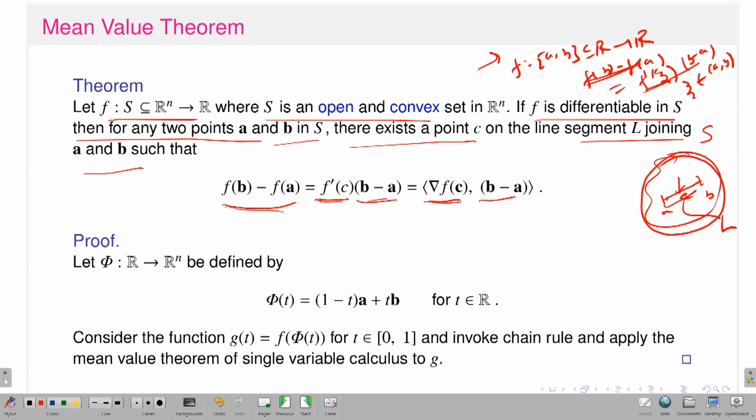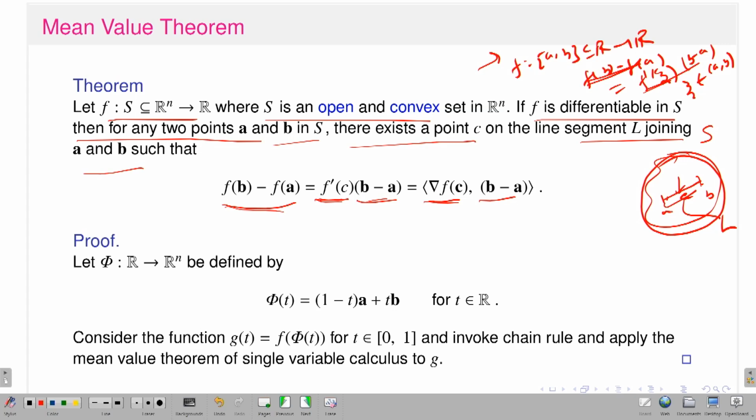In other words, you calculate the gradient vector of f at C, and you take the inner product with b minus a, which is nothing but the value f(b) minus f(a). This is actually the appropriate extension of the mean value theorem that you are familiar with for real valued functions of a real variable. The proof is also very straightforward.